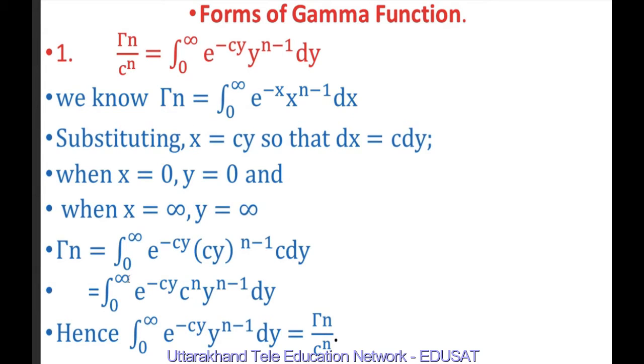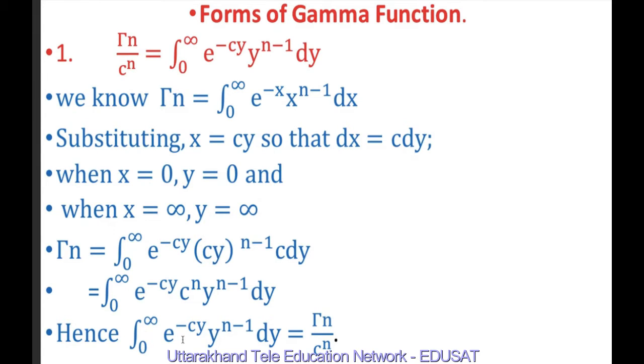Therefore, gamma n is equal to integral from 0 to infinity e raised to power, in place of x, we will write cy. E raised to power minus cy, then x is cy raised to power n minus 1, dx is c dy. So e raised to power minus cy, here it is c raised to power n minus 1. Here also we have one more c. So c raised to power n minus 1 into c is c raised to power n. And this is y raised to power n minus 1 dy.